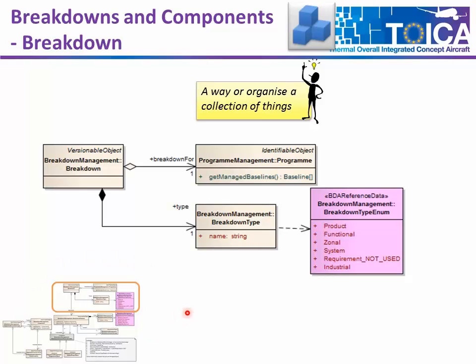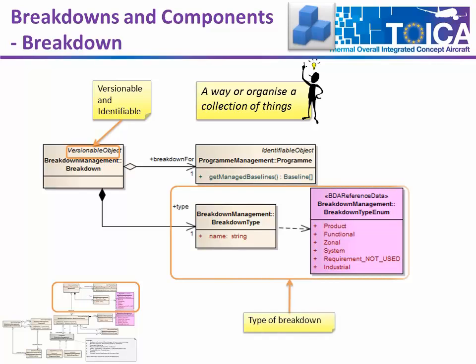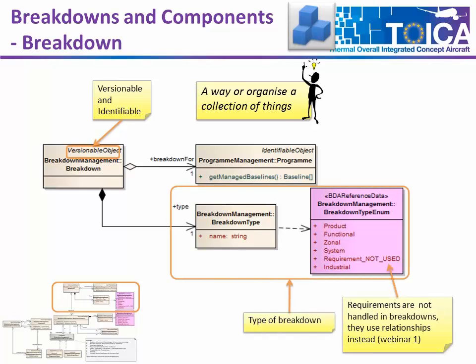Here we are looking at the top section of the breakdown diagram. A breakdown is a way to organize a collection of things. Breakdowns are versionable and identifiable, so can have names and descriptions. Breakdowns can have a type to define what sort of type they are, for example, product, functional, zonal, etc.